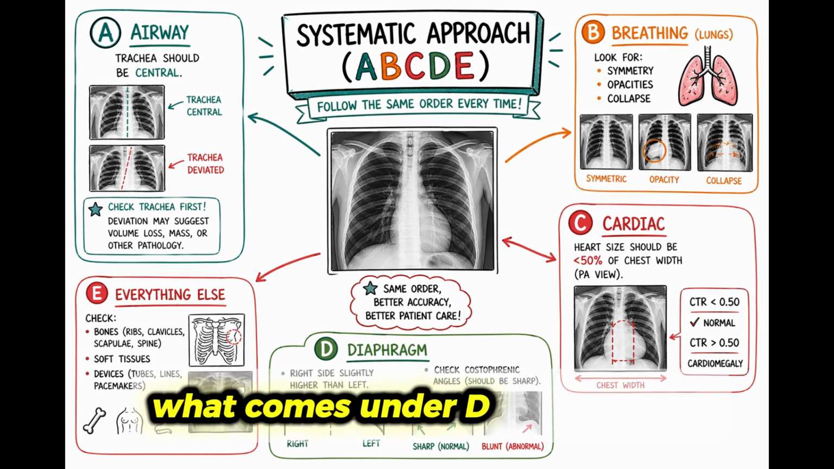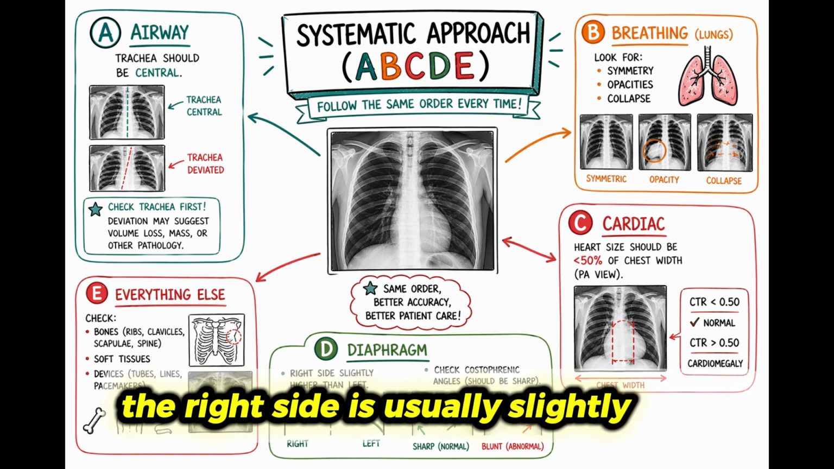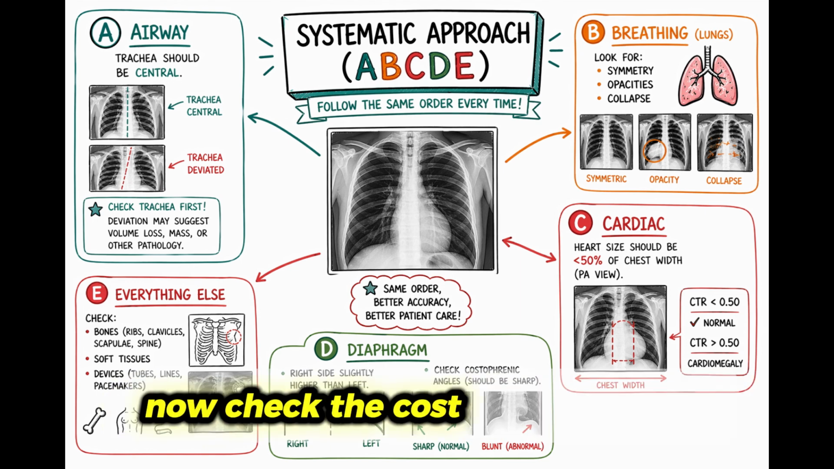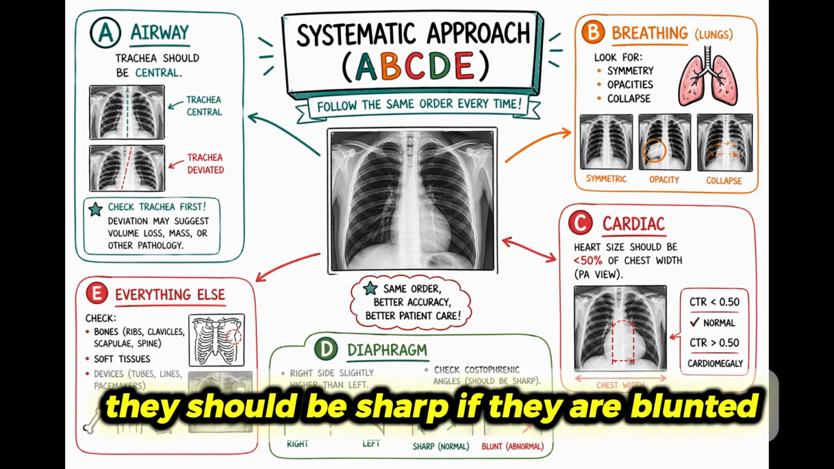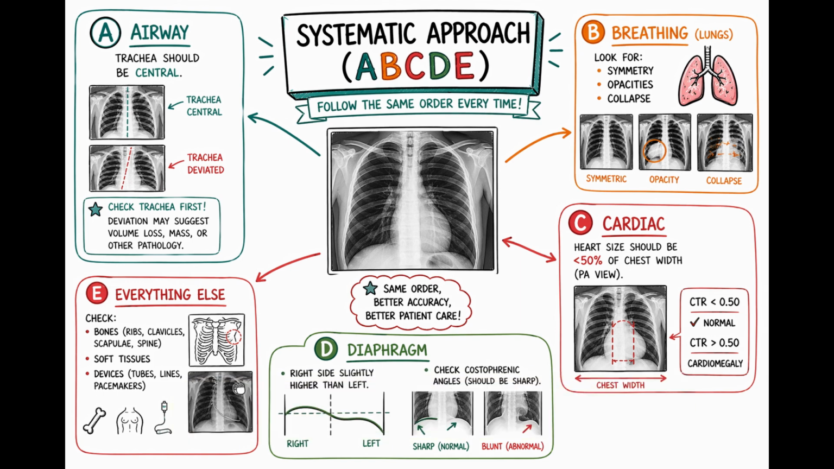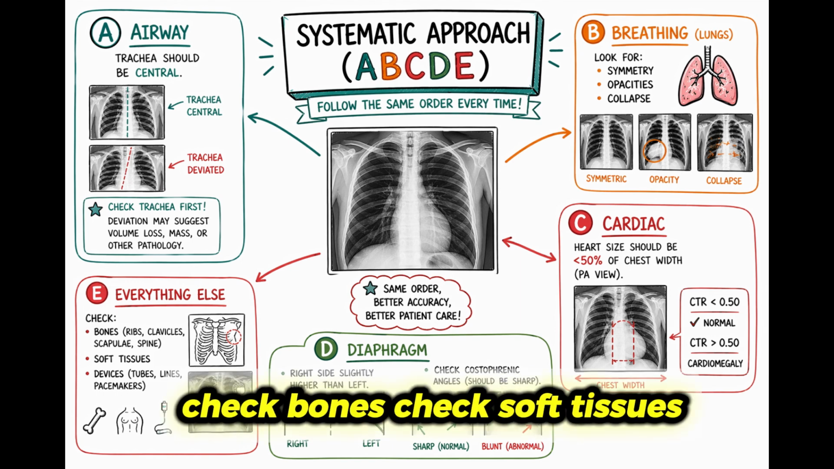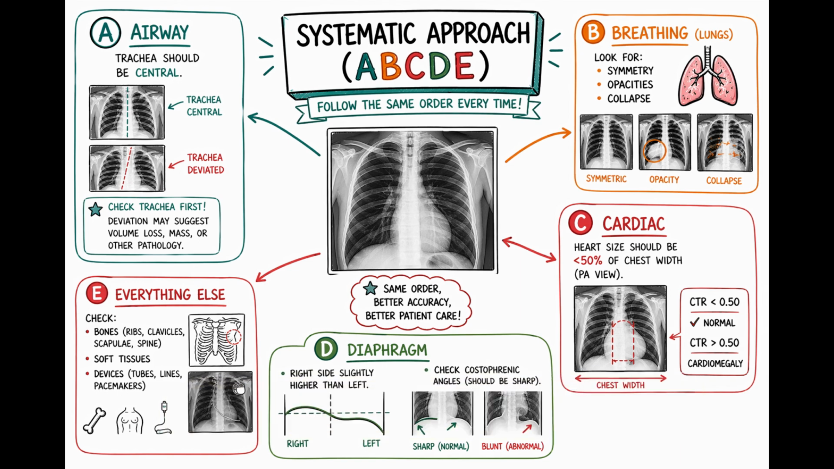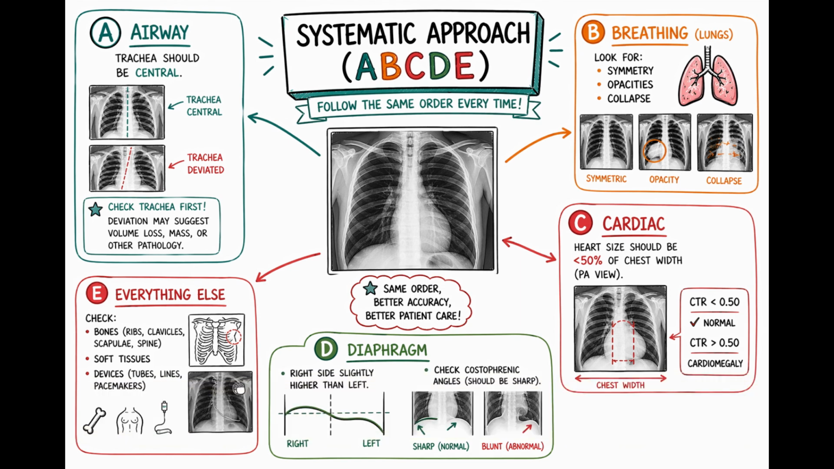What comes under D? Diaphragm. The right side is usually slightly higher. Now check the costophrenic angles. They should be sharp. If they are blunted, think of pleural effusion. And E, E stands for everything else. Check bones, check soft tissues, check devices. Many people skip this and miss key findings.